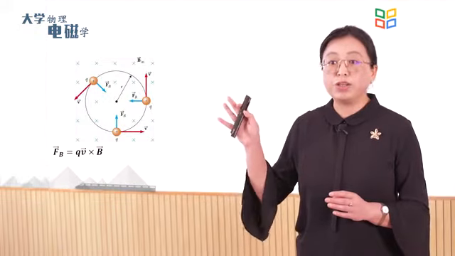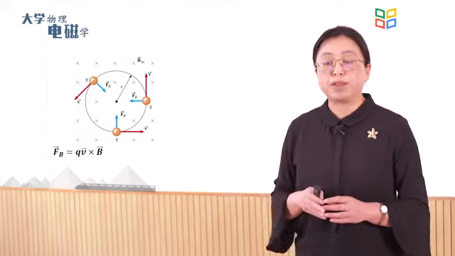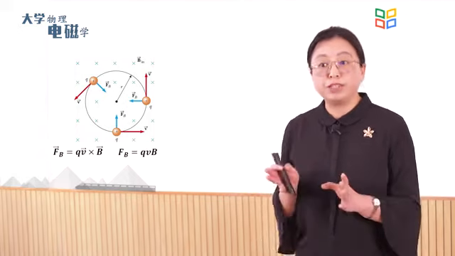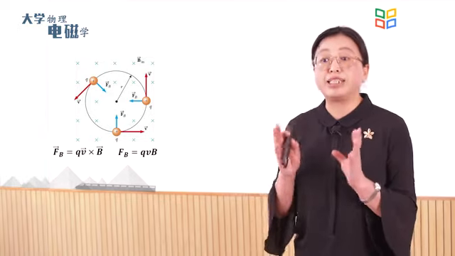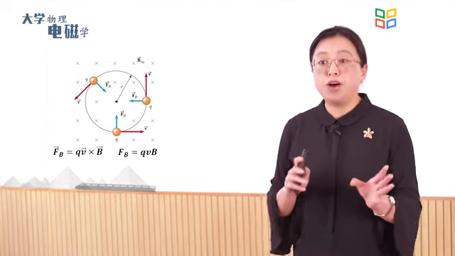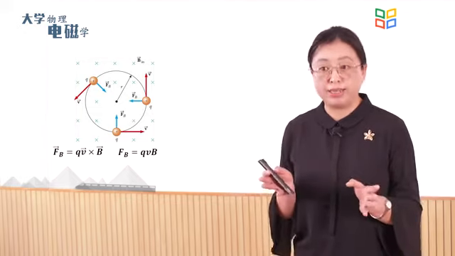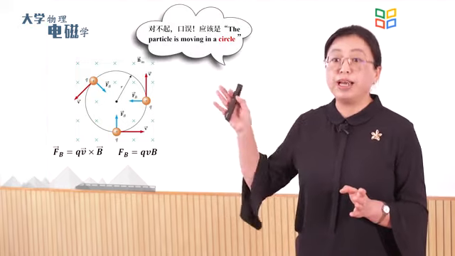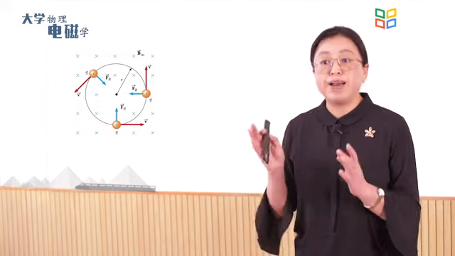The magnetic force on the particle equals Q V cross B. The magnitude of the force is QVB because the angle between V and B is 90 degrees and sine theta equals 1. Based on the right-hand rule, the direction of the force is always perpendicular to the velocity. Thus, the particle is moving in a circle. As shown in the figure, the rotation is counterclockwise for a positive charge in a magnetic field directed into the page.